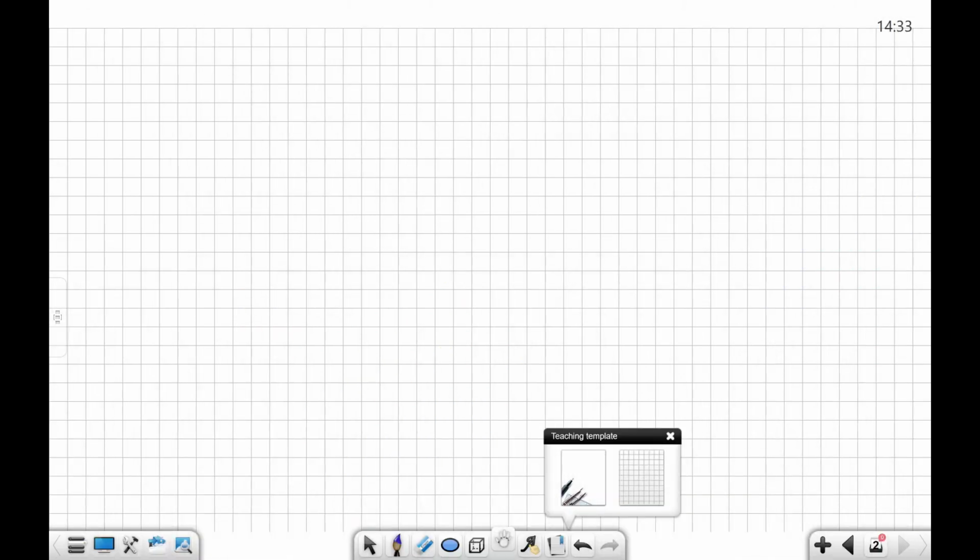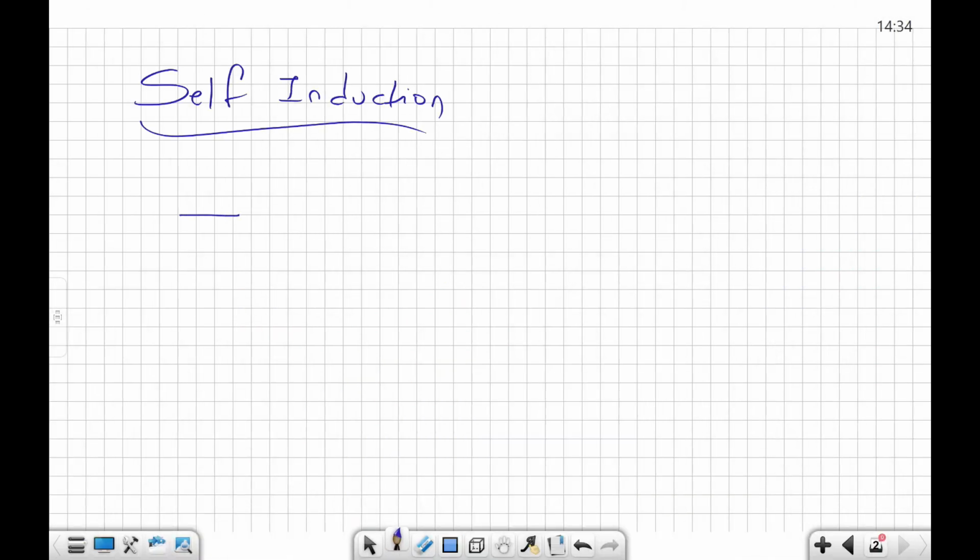Let's talk about self-induction. Let's have a coil. The symbol of a coil is simply a coil. Let's connect it to a DC source. In a DC source, the smaller one is always negative and the bigger one is always positive. Let's have a switch. And right now, there is no current. The current is equal to 0.